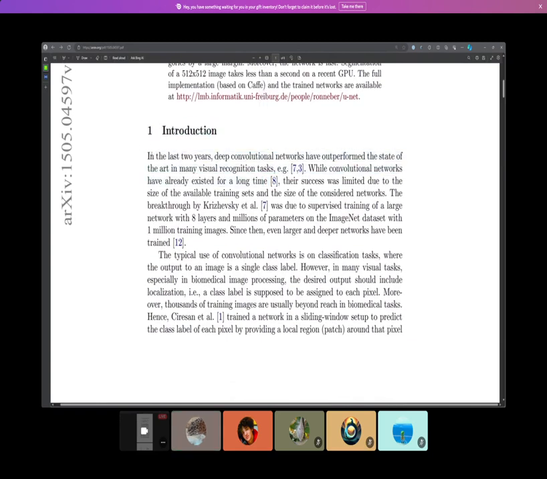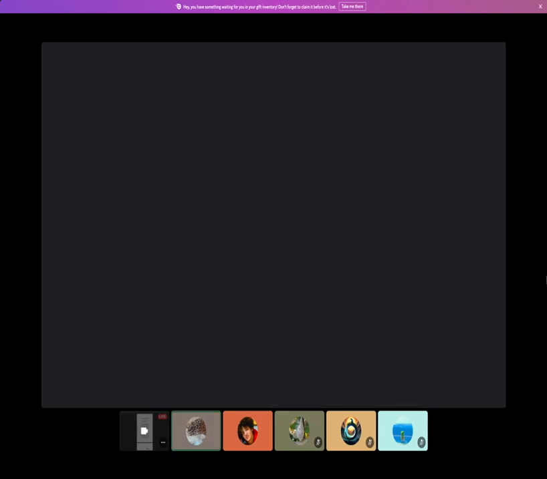Introduction. In the last 2 years, deep convolutional networks have outperformed the state of the art in many visual recognition tasks. While convolutional networks have already existed for a long time, their success was limited due to the size of the available training sets and the size of the considered networks. The breakthrough by Krizhevsky was due to the supervised training of a large network with 8 layers and millions of parameters on the ImageNet dataset with 1 million training images. Since then, even larger and deeper networks have been trained.